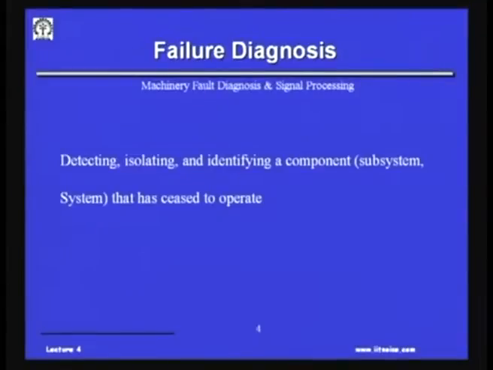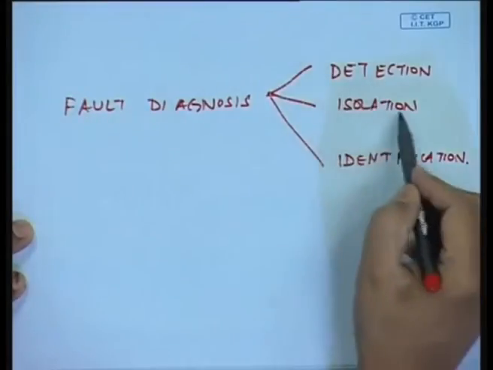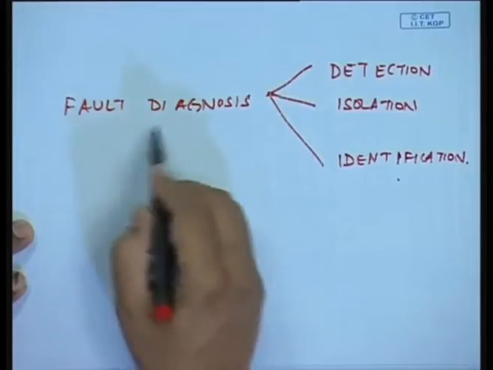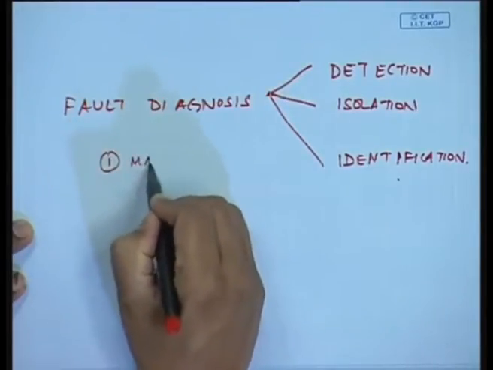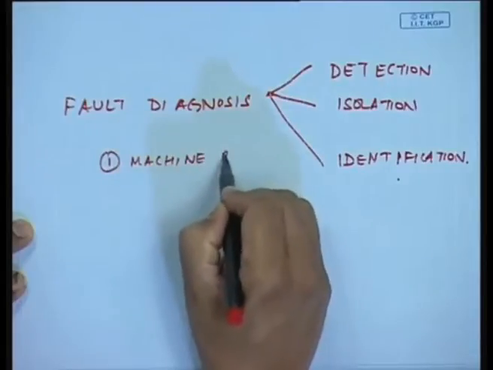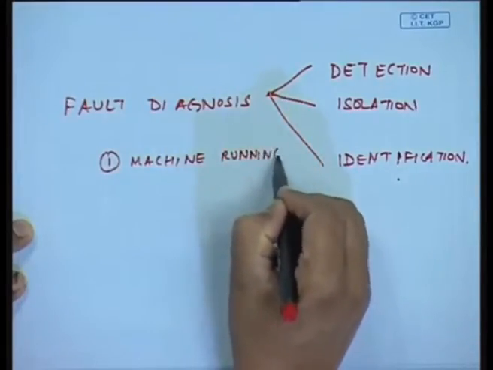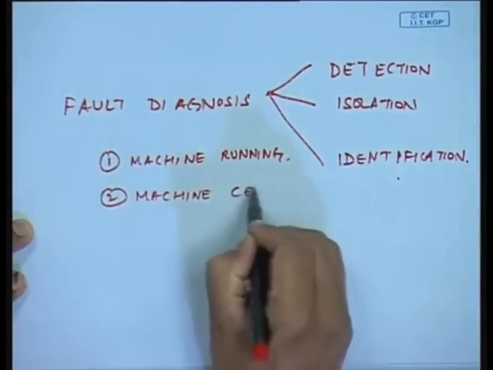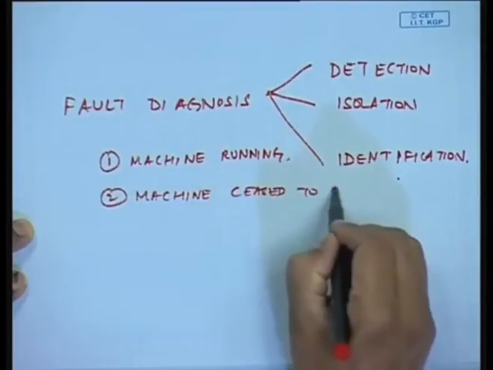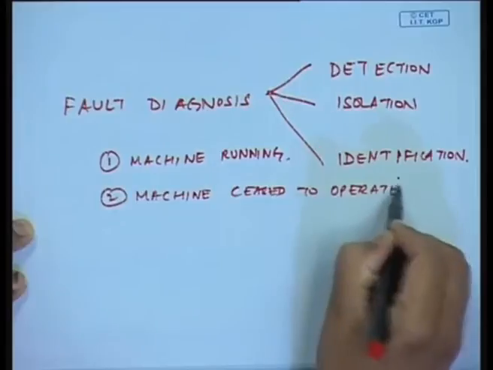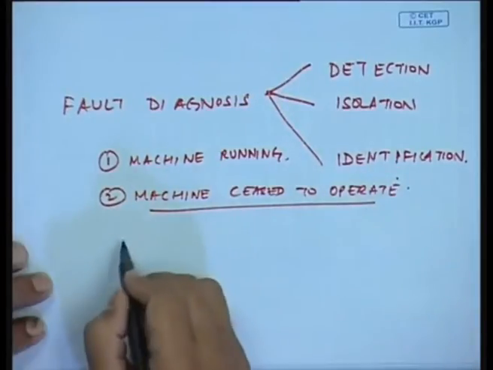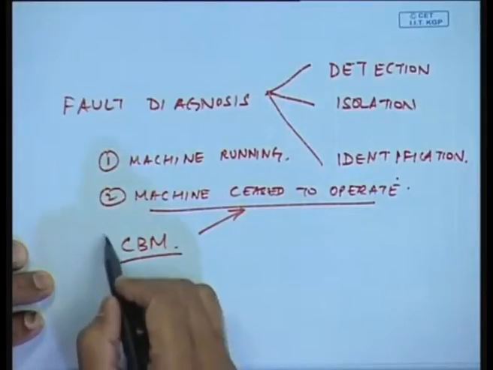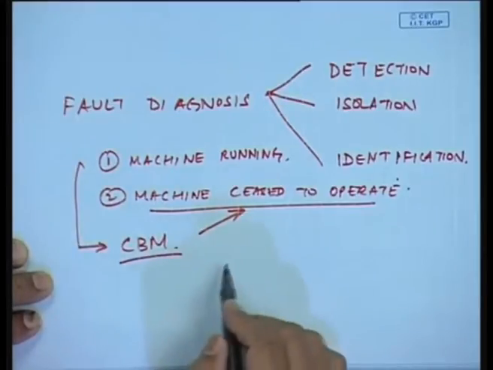And fault diagnosis is also used to detect, isolate and identify a component or system that has ceased to operate. So, in one case we have the machine still running, in another case we have a machine that has ceased to operate. As I was telling in the last class, CBM is not good for a machine which is not operating. So we will use mostly CBM for a case when the machine is running.